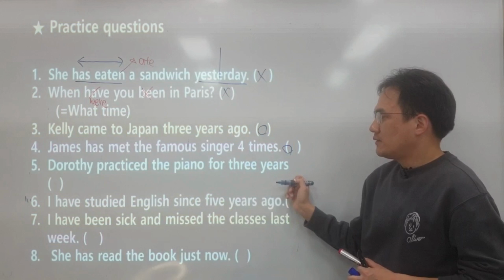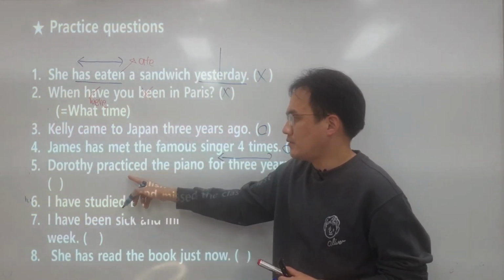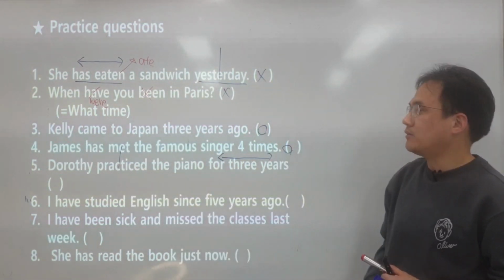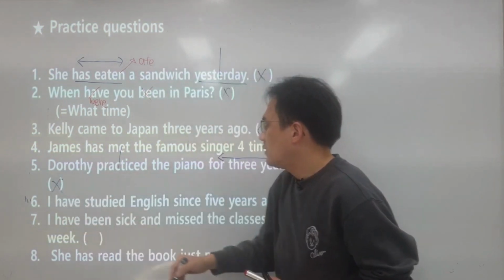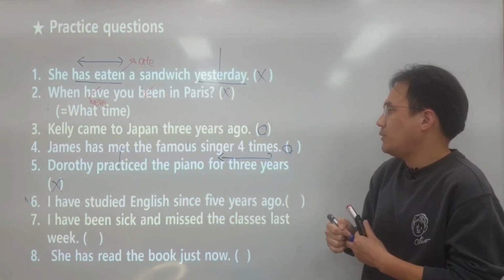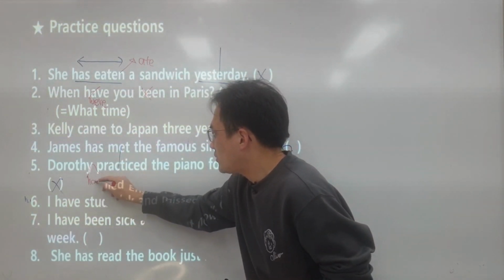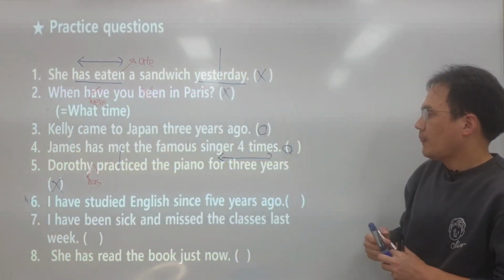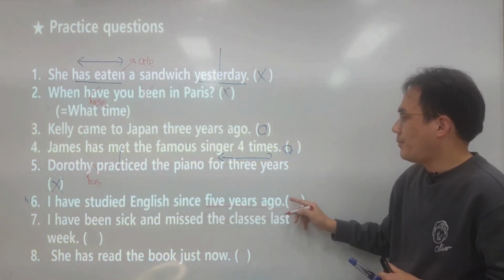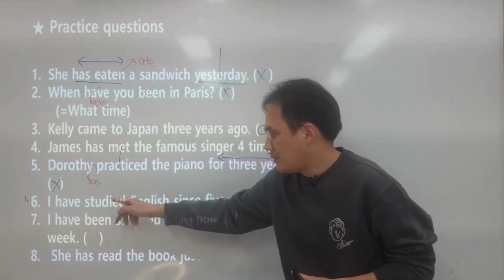And for 3 years indicates a period of time, while practiced is just simple past tense, which just indicates one point in the past, so it's incorrect. So how could we change the sentence? How can we correct the sentence? For 3 years, Dorothy has. And since there is just one point in the past. From the past until now, I have studied English.